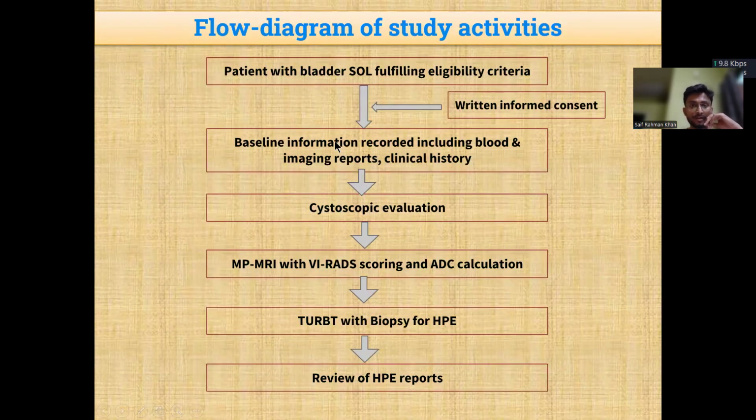The flow of the study was that we took the patients with the bladder lesion who fulfilled the eligibility criteria, obtained their consent, and then we did baseline information recording, including blood and imaging reports, clinical history. We did a cystoscopic evaluation of them, and further they underwent MP-MRI and VI-RADS scoring and ADC calculation was also done. After that, the patients underwent a routine TUR biopsy and HPE reports were correlated.